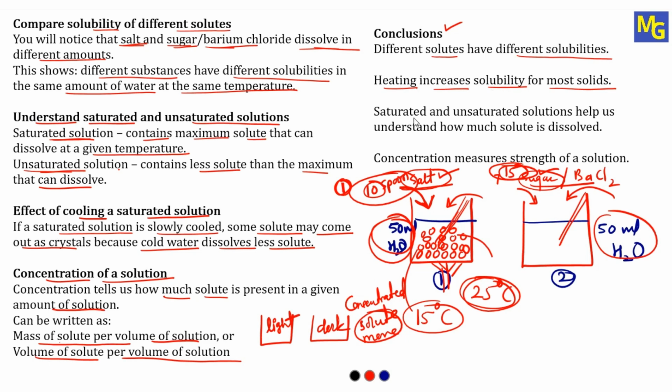Next one, saturated and unsaturated solutions help us understand how much solute is dissolved. Saturated means it is the stage where no more solute can be dissolved, and unsaturated means it is the starting stage where we can dissolve extra solute. So we will get an idea how much solute has been dissolved. And the last point, concentration measures the strength of a solution. Based on the concentration, we can say whether the solution has more solute or less solute. If it has more solute, strength is high. If the solution has less solute, strength will be less. So these are the conclusions we can draw based on this activity.